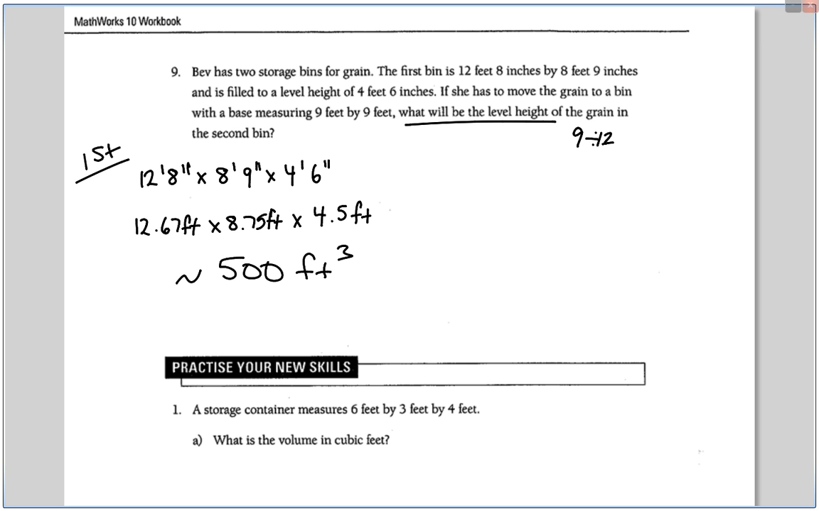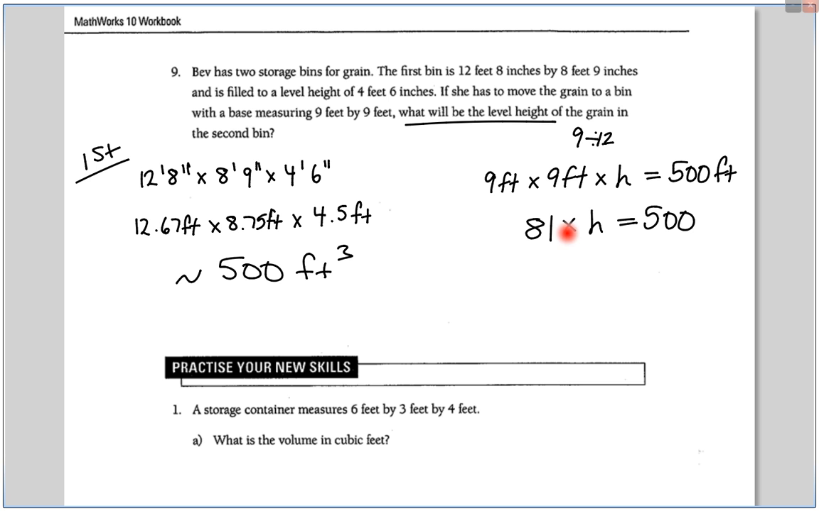Then it says what will be the height of the grain in the second bin. The second one is 9 feet by 9 feet by some unknown height, and it's going to equal approximately 500 cubic feet. So 9 times 9 is 81, times some unknown height is 500. So what we have here basically is 81 times some number is 500. To get this, just do the opposite of times, which is divide.